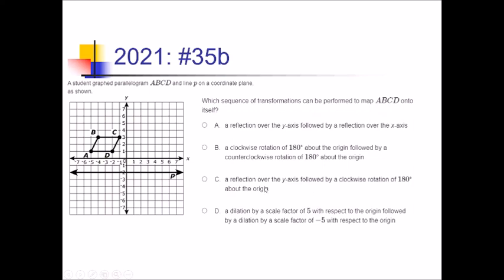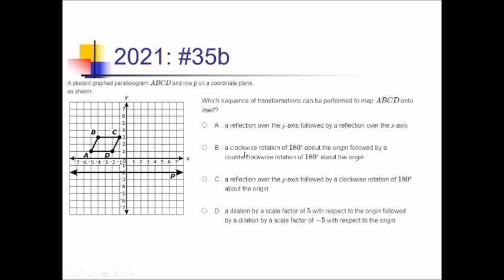For this part of the problem, we're using the same parallelogram, but we want to know which sequence of transformations will map A, B, C, D onto itself. So basically, what transformations can I do that will not change the picture at all? It'll basically get us back to where we started.